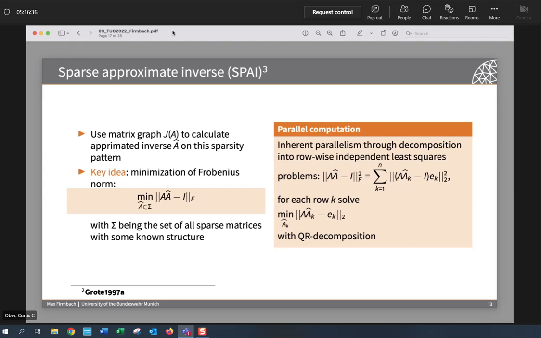The key idea is basically to have a minimization of this kind of residual equation under the Frobenius norm. And of course, if A hat is a really good approximation of A inverse, this becomes more and more zero, and we will minimize this problem over the sets of all sparse matrices with some known structure. The good thing about this is that for the beginning, we will only use the matrix graph of A, and we can do this in parallel. So we can decompose this problem into row-wise independent least squares problems.